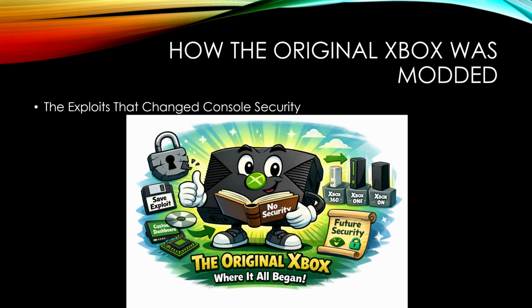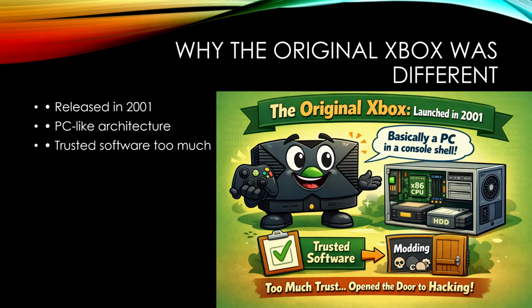The OG boy. Today we're going back to the beginning, the original Xbox. This console ships everything that came after it. To understand JTAG and RGH, we first need to understand how open this system really is. Why is this console so different? The original Xbox launched in 2001 and was essentially a PC in a console shell. Microsoft trusted software far more than they should have, and that decision opened the door to modding.